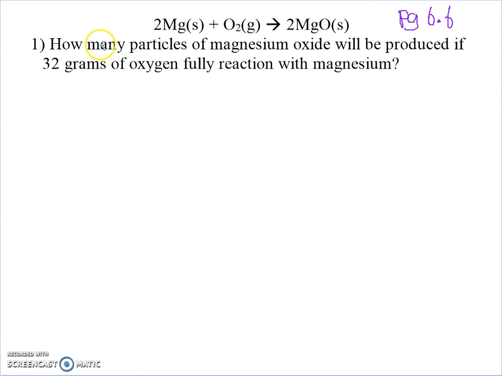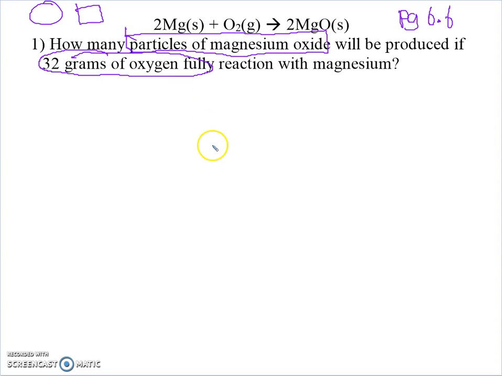First thing you want to do is try to annotate the problem. So I want you to circle what we know and put a box around what we're trying to find. Pause it and try that. Okay, so we know that there are 32 grams of oxygen, and we're looking for particles of magnesium oxide.